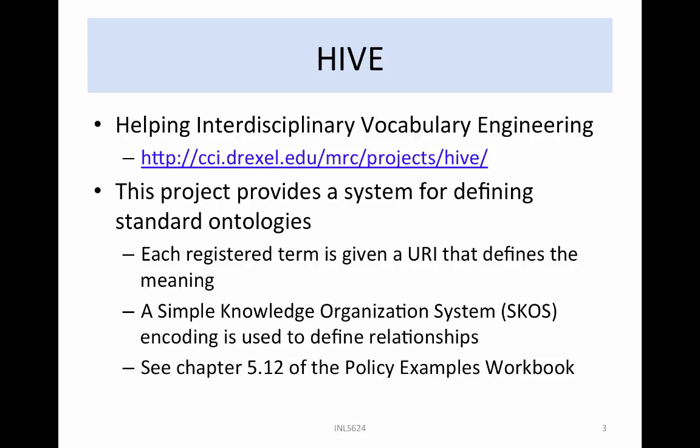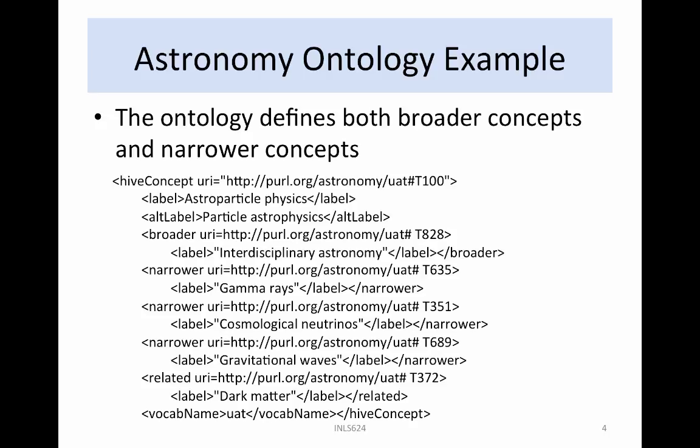A rule for accessing the Hive system is available in Chapter 5.12 of the Policy Examples Workbook. This rule checks the validity of term URIs. The ontologies registered in Hive define both broader concepts and narrower concepts for each term. In the example shown here, the term astroparticle physics has an alternative label, particle astrophysics, and is linked to broader concepts such as interdisciplinary astronomy and to narrower concepts such as gamma rays, cosmological neutrinos, and gravitational waves.